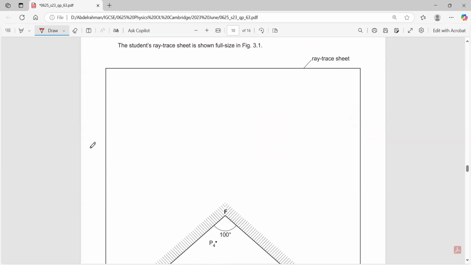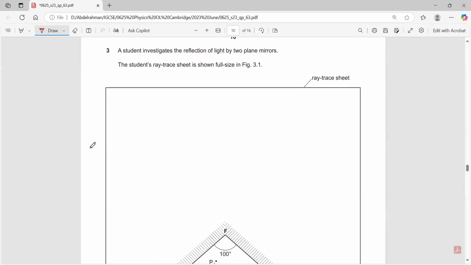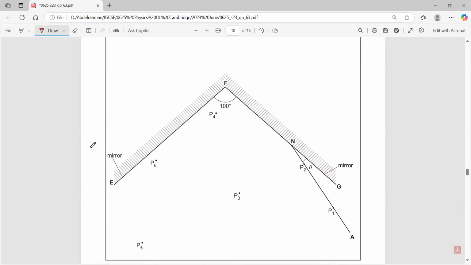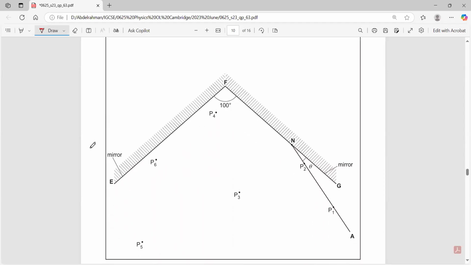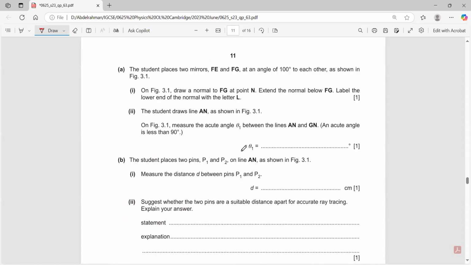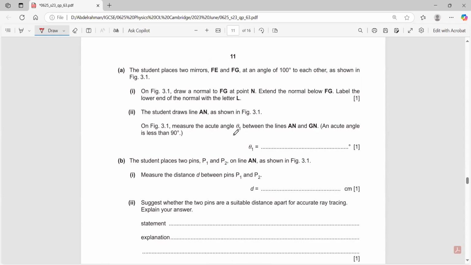In question 3, we have a ray trace sheet with mirrors. We have two mirrors, and the student places two mirrors FE at an angle of 100 degrees to each other. On figure 3.1, draw normal FG. Normal to FG. At point N, extend the normal below FG. Label the lower end L.